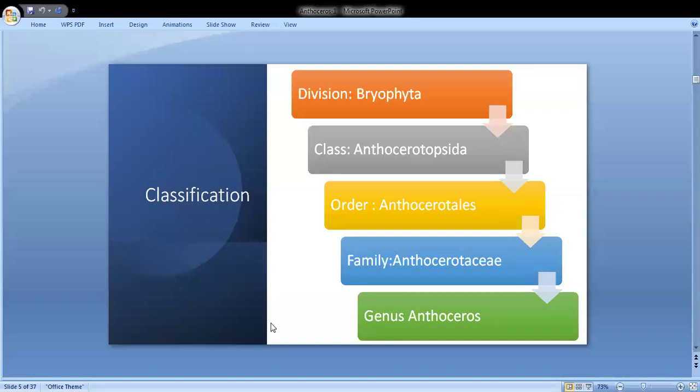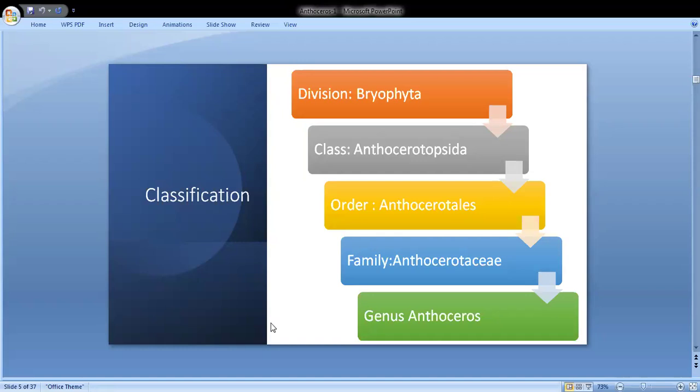Coming to the gametophytic structure, these are dorsiventrally differentiated. The dorsal surface is green in color and the ventral surface is colorless, the same as in Hepaticopsida. On the ventral side, we observe smooth rhizoids, which help in absorption and fixation. In the internal structure of the thallus, mucilaginous cavities are present, and the blue-green algae Nostoc and Anabaena live in symbiotic association in these cavities. That is the specialization of Anthocerotopsida.